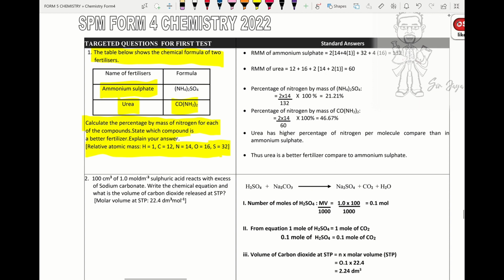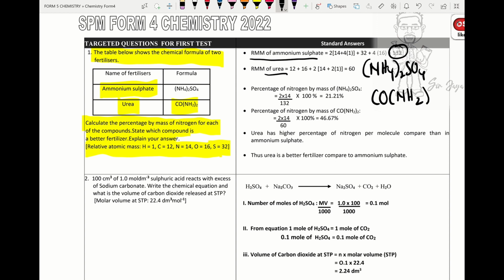Alright, so we try to check the ammonium sulfate. The formula of ammonium sulfate is (NH4)2SO4. We try to find the RMM of ammonium sulfate, so the answer is 120. And we try to find the RMM of urea. Urea is CO(NH2)2. Alright, so once we find the RMM, we already get the 60. So how to find the percentage of nitrogen by mass in ammonium sulfate?